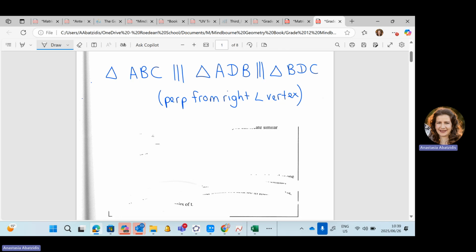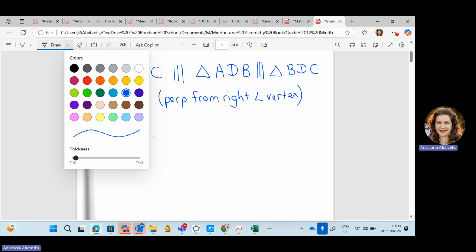So drop a perpendicular from the right angle to create 3 right angle triangles that are similar to each other.